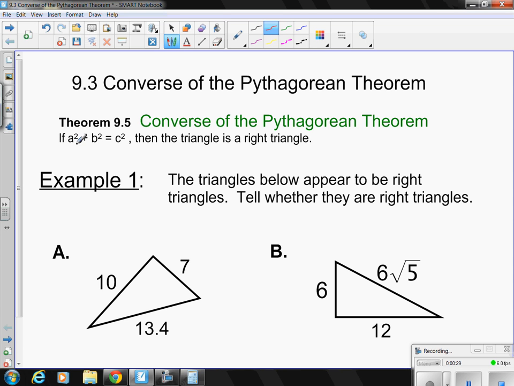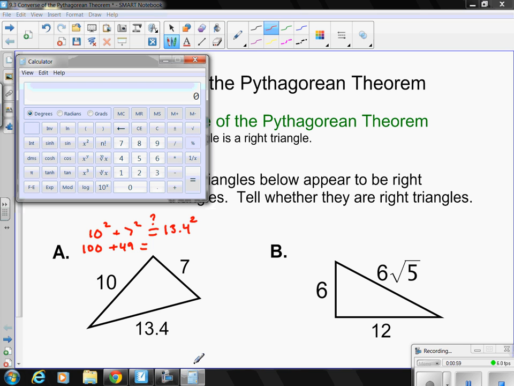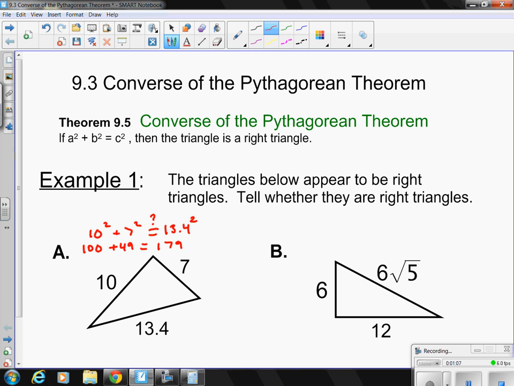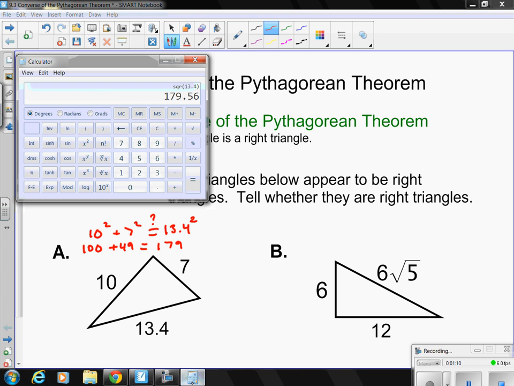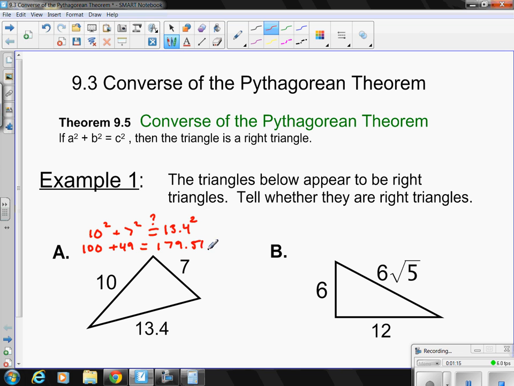So for example, remember a and b are the legs. They're going to be our shorter sides. So 10 and 7 are our shorter sides. So if we say 10 squared plus 7 squared, if that equals 13.4 squared, then this is a right triangle. 10 squared is 100, 7 squared is 49, and 13.4 squared is 179.56. So 149, 179, those are not equal. So this is not a right triangle.